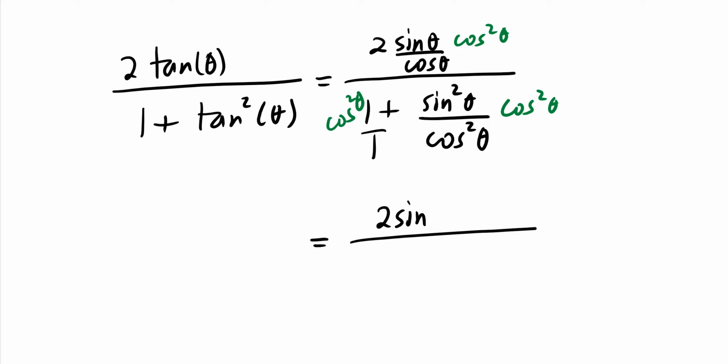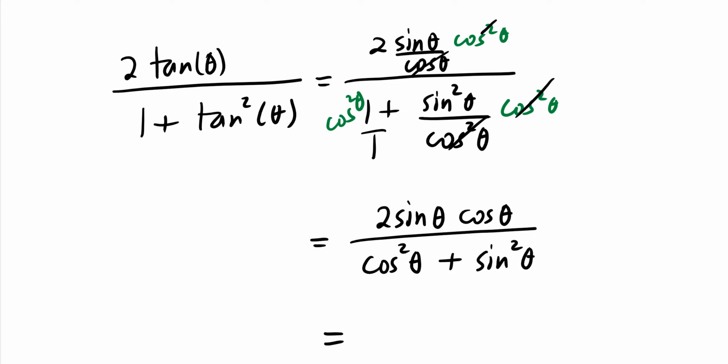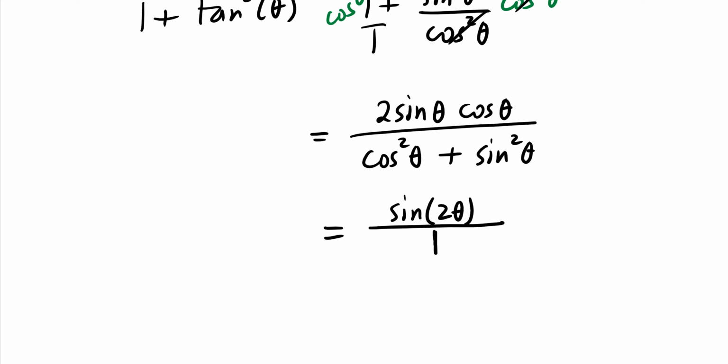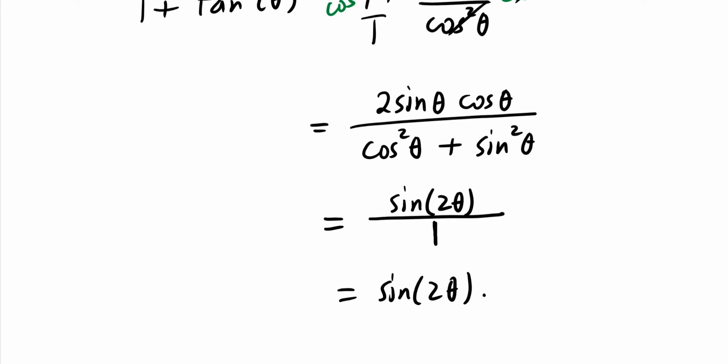What does that give us? 2 sine theta. This goes away with 1 copy. That leaves 1 copy of cosine. Denominator, we have cosine squared theta plus sine squared theta. What do we have on the top? 2 sine theta cosine theta. Sine 2 theta. Denominator is 1. And that gives me what I need. So the more examples you do, the better you become. The easier this whole thing gets.